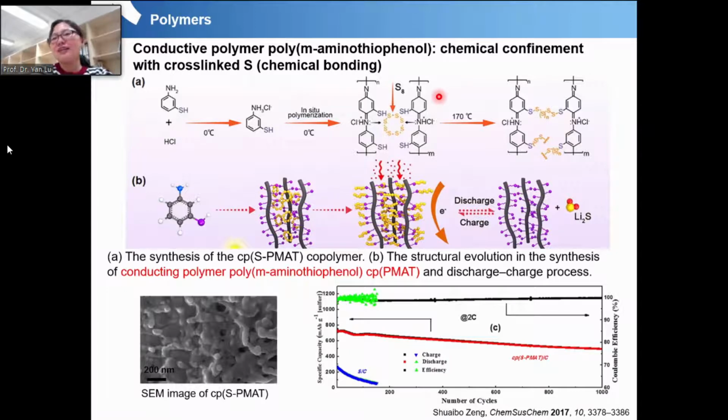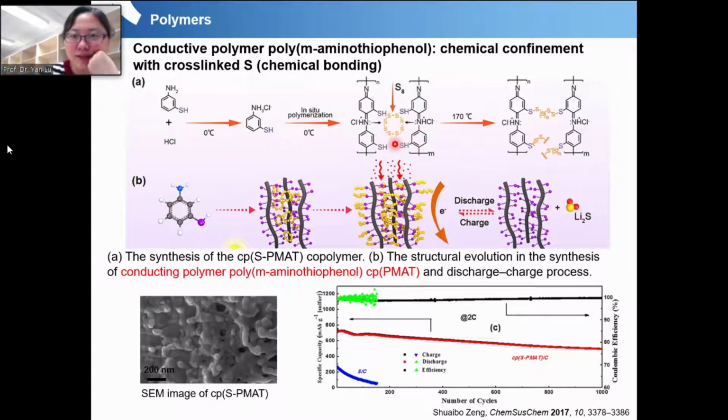So sulfur is a kind of cross-linker. Some researchers have thought about this concept, and they are really very smart, I should say. So they transferred this concept into the battery system. In this case, they first synthesized a kind of conductive polymer. For the conductive polymer, they have a kind of side group, which is a thiol group. And the thiol group can react with sulfur.